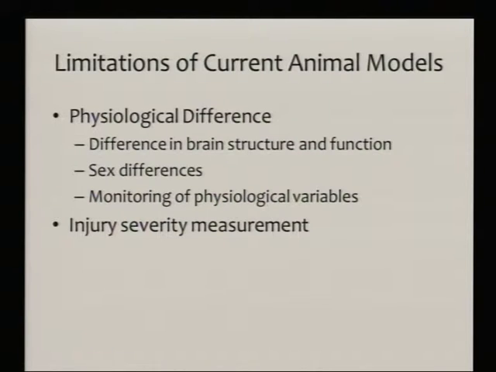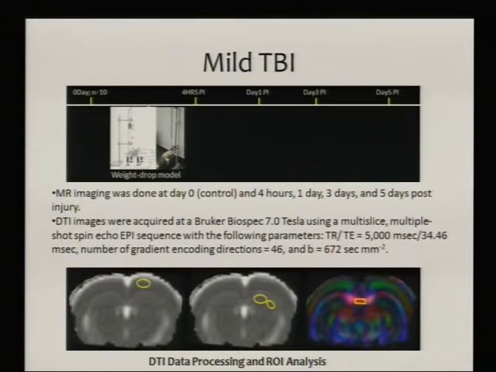Then the injury severity measurement is very standard in the case of humans. For clinical cases, GCS and other scores are very well established and people worldwide use them for the severity of TBI. But in animal models, no such system is there. Different labs are using their own standardized measurements. So for global research, we need a standard injury severity measurement worldwide.